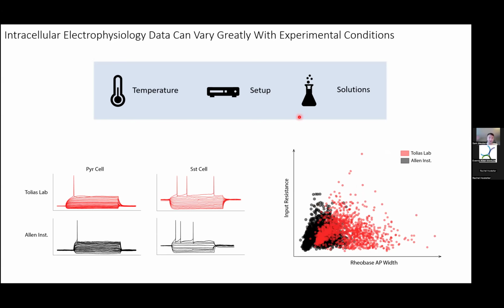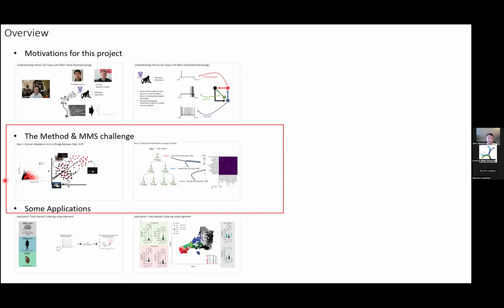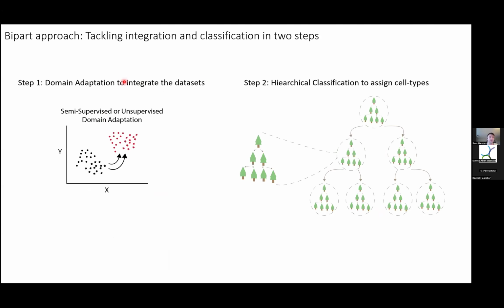So that led us to our problem, and now we're going to talk about the solution, which is the method I worked on for the MapMySpikes challenge. The method is actually twofold. Step one is to use domain adaptation to integrate the data sets, and I'll go a bit into that in a minute. The second step is to use hierarchical classification to assign the cell types.